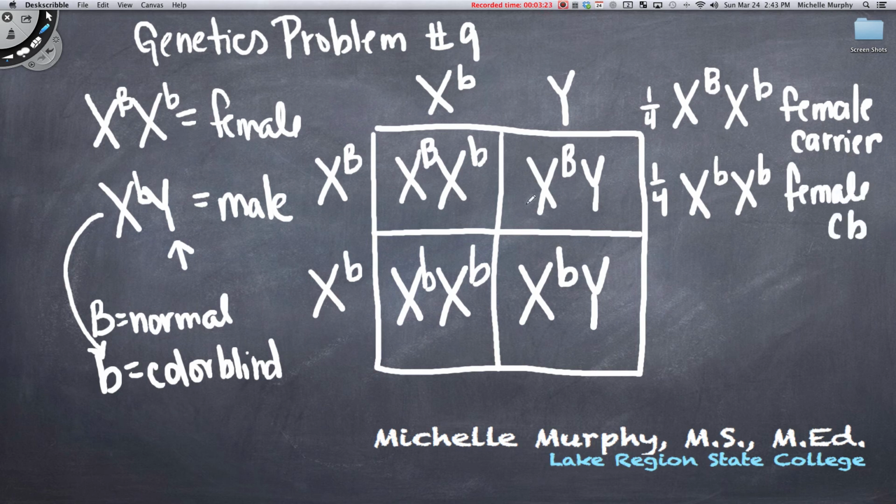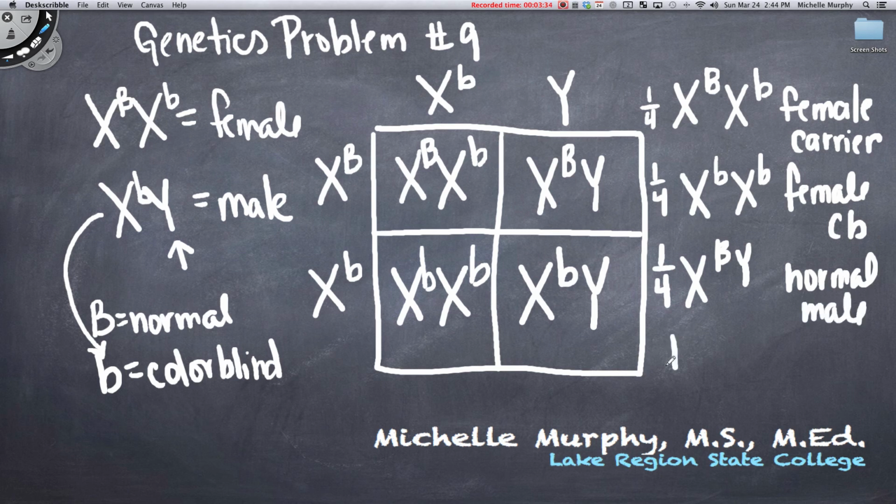1 out of 4 chance here of having a normal male. And then this box, a 1 out of 4 chance of having a colorblind male. So lots of variety in the probabilities of offspring from these 2 parents.